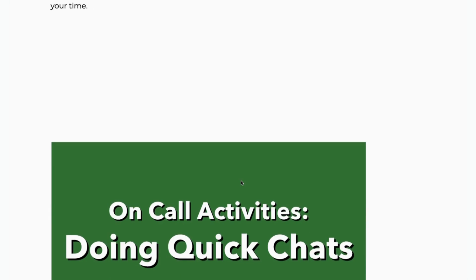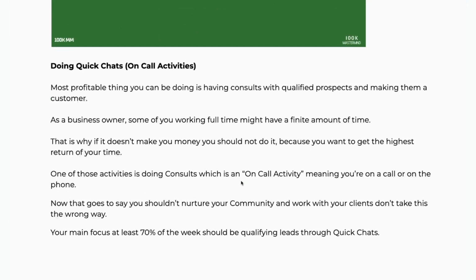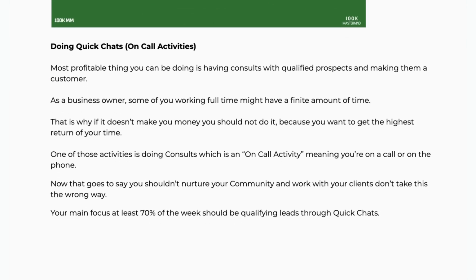So with that being said, let's kind of explore on-call activities and what that actually looks like, which is doing quick chats. Okay. So just a reminder, like I said, this is going to be the most profitable activity that you actually do. And why is that? Because you're actually having consults with qualified prospects and you're going to turn them into customers. So what you're doing is you're taking them from the appointment setter side of things, right? You're qualifying them, you're setting them with a QC. And if they're qualified, you actually take them into the strategy session. So the more QCs that you do, the more strategy sessions you will have, right?